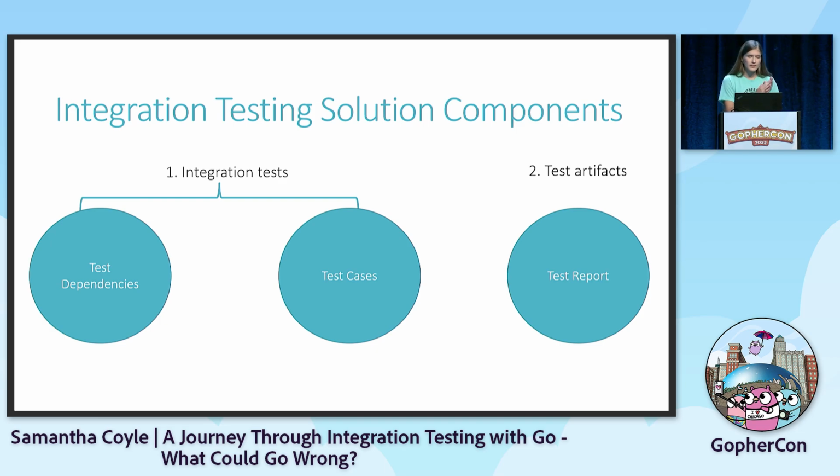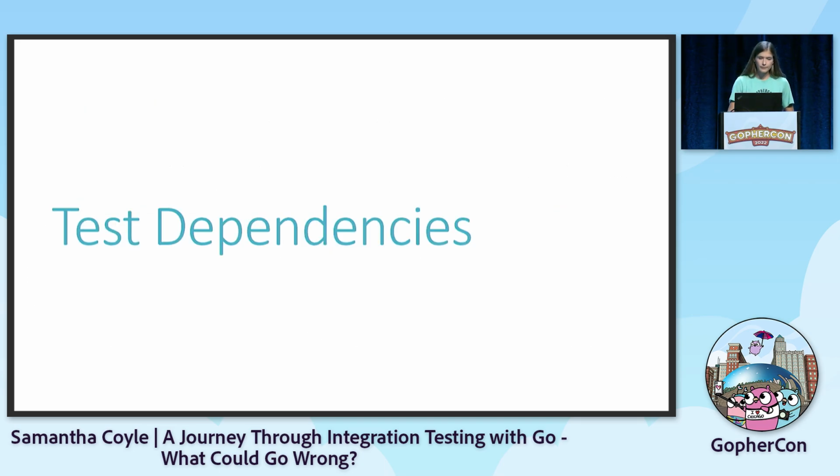So for spinning up our test dependencies, we use something called TestContainers-go. It's a Go package. And from there, we had our test cases, which we defined a custom package for. So 2 responsibilities, 2 packages. From there, we had our test report, which we use the Go test report package for. So I'll cover all of those. So for our integration tests, we have to start with the first piece, right? And so we'll deep dive into our test dependencies.